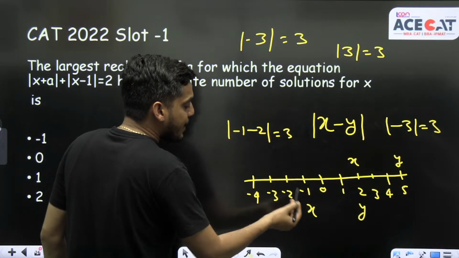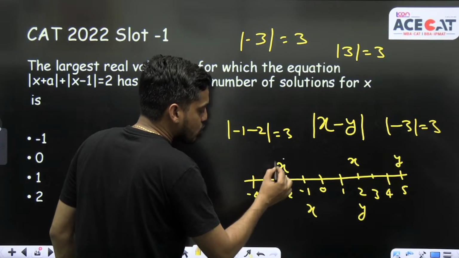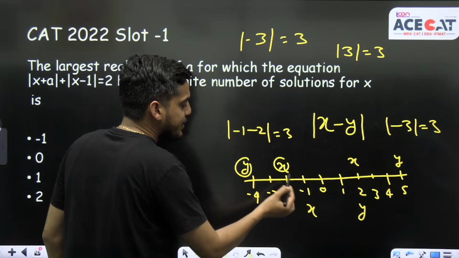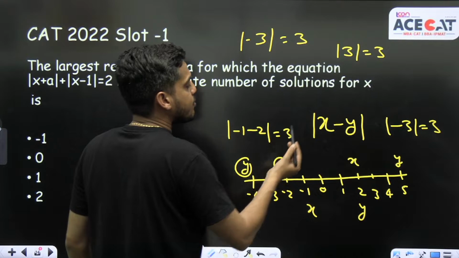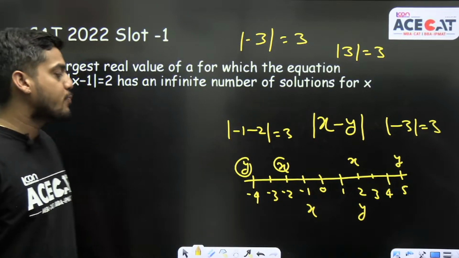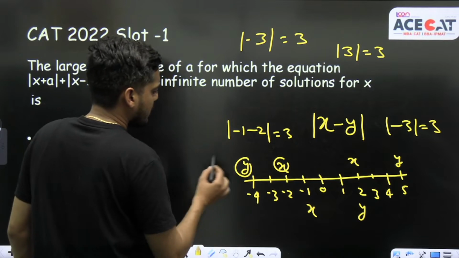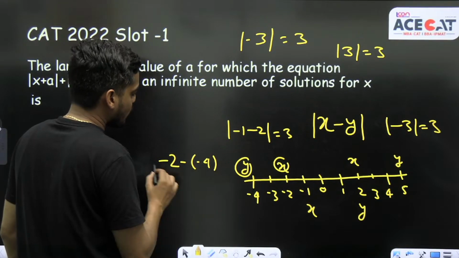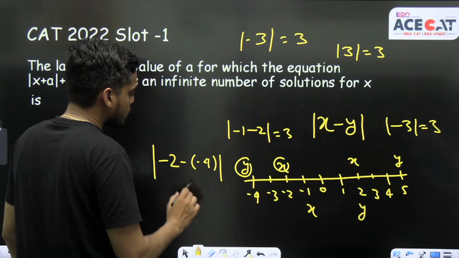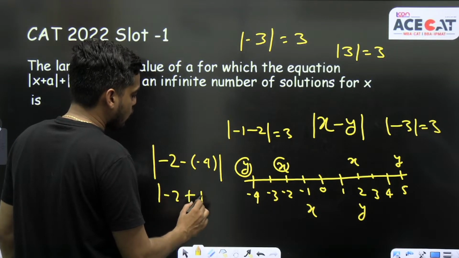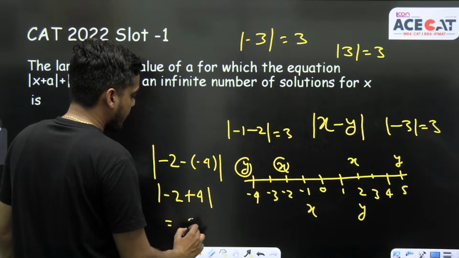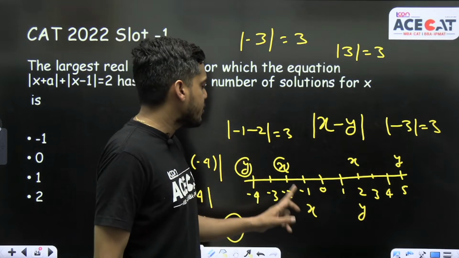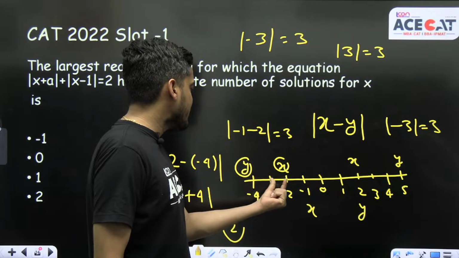If I take x as minus 2 and y as minus 4, what will be the value? The distance between the 2 points x and y is denoted as mod of x minus y. Just put the values: minus 2 minus of minus 4. On solving this it will be minus 2 plus 4, that is mod of 2, which is plus 2. That will be equal to 2 only. That we can visualize here as well: the distance between minus 2 and minus 4 is 2 units.